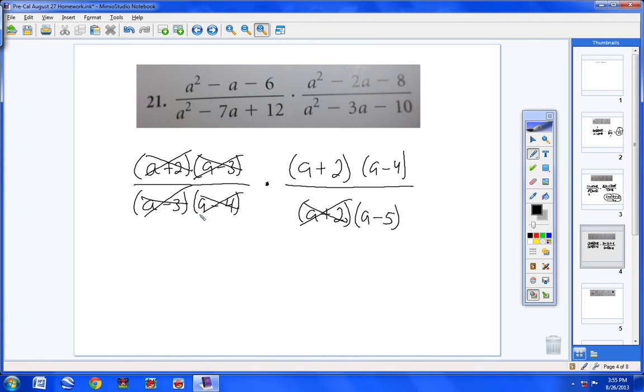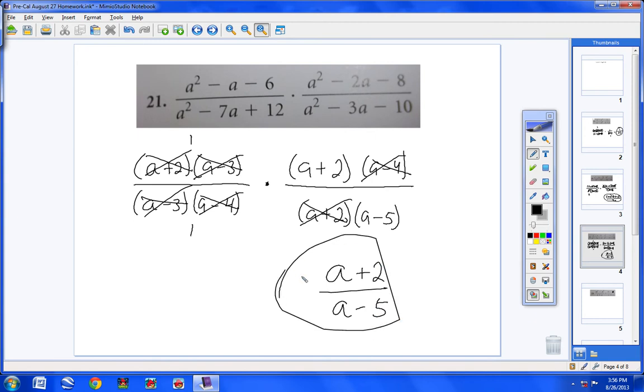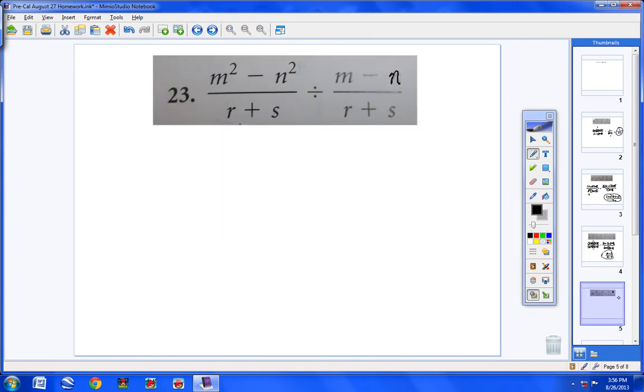I've got an a minus 4 and an a minus 4 over here. Nothing's left here, so I'll put a 1. Nothing's left here, so I'll put a 1. 1 times a plus 2 would simply be a plus 2. And 1 times a minus 5 would simply be a minus 5. And we're already almost halfway done. Okay? Let's go ahead and move on to number 23.